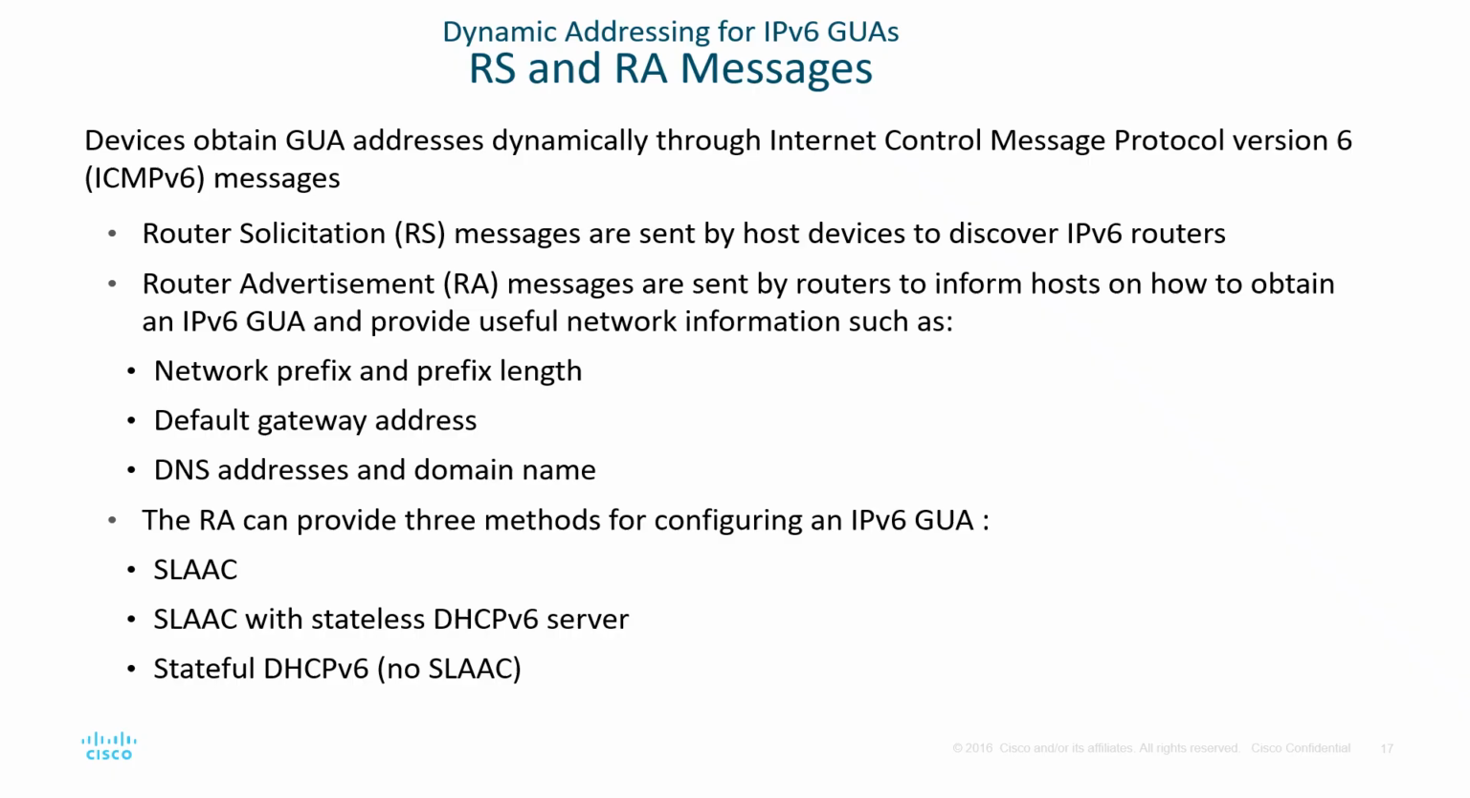So we talked a little bit about these RS and RA messages already in our previous slide before IPv4. They are used in the Internet Control Message Protocol version 6, or ICMPv6. So your router solicitation, or your RS message, are sent by host devices to discover IPv6 routers.